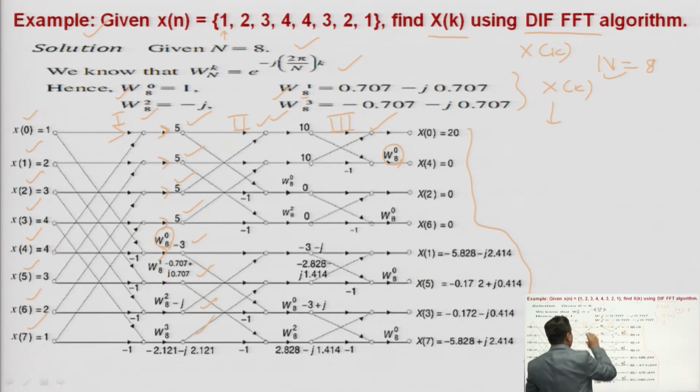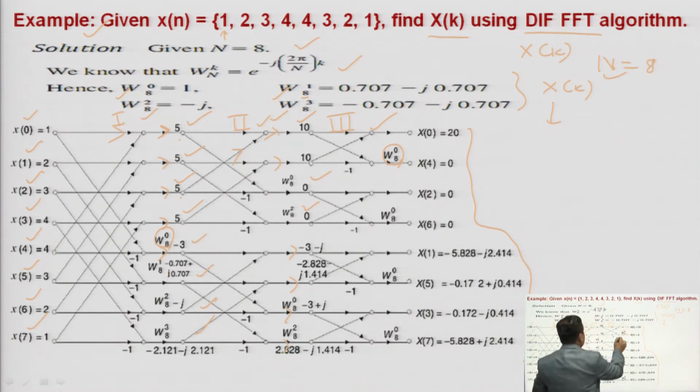Similarly, when you go to the second stage, in the second stage this plus what? This one. So, 5 plus 5 is equal to 10, this one. Now, for this stage again 5 plus 5 is equal to 10. For this stage, 5 minus 5 is equal to 0 into W at 0, W at 0 is 1. So, you will get 0, again you will get 0. Similarly, you can calculate the output at all the steps.